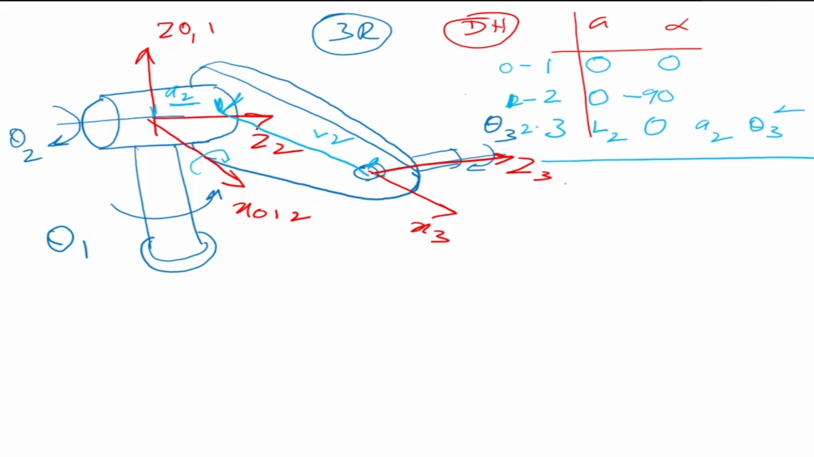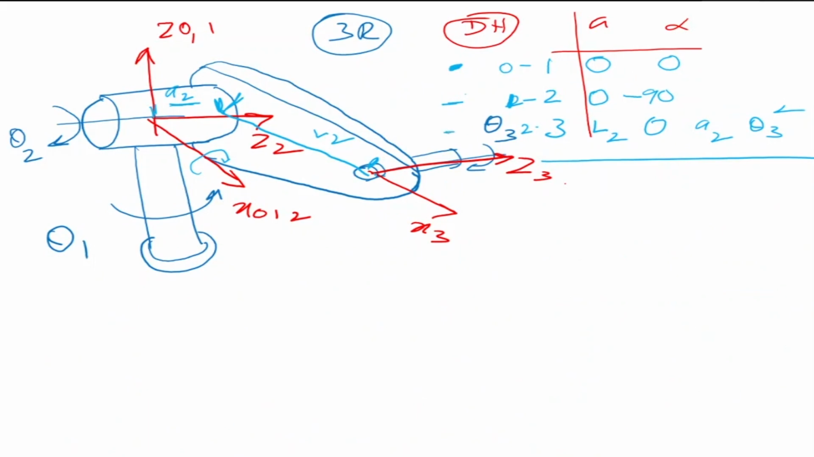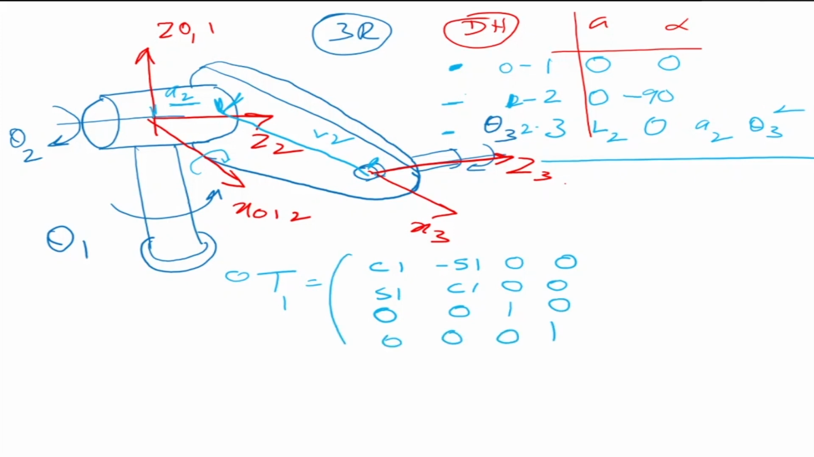So now what we are seeing is that I need to find the generalized matrices, which will take me from one frame to another. So I start off by taking the first row and putting it in the generalized matrix. Then I take the second row, put it in that matrix. Then I take this one and put it in that matrix. So with that, I'm going to get T0 to 1, which is equal to cos θ1, minus sin θ1, sin θ1, cos θ1, 0, 0, 1, 0, 0, and then 0, 0, 0, 1, 0, 0, 0. This is the first one.